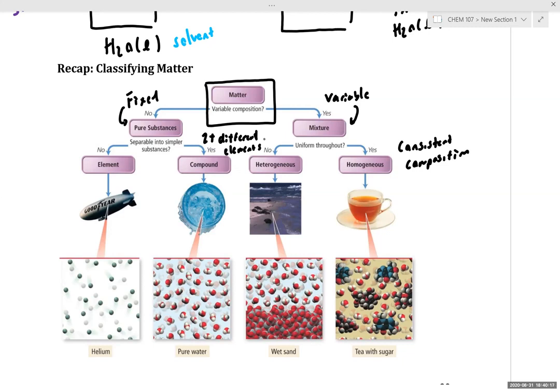Does this make sense to everyone so far?